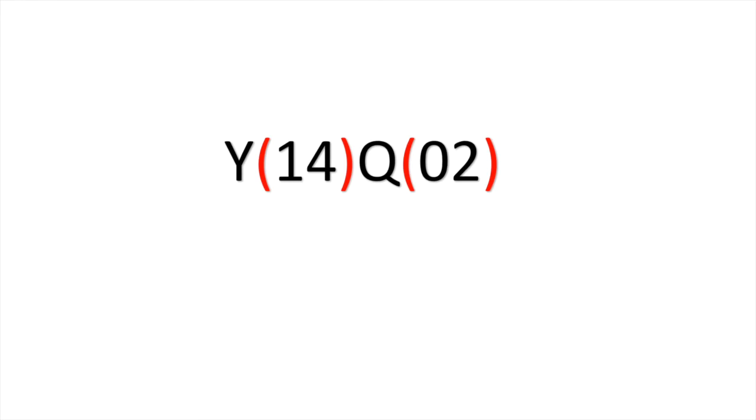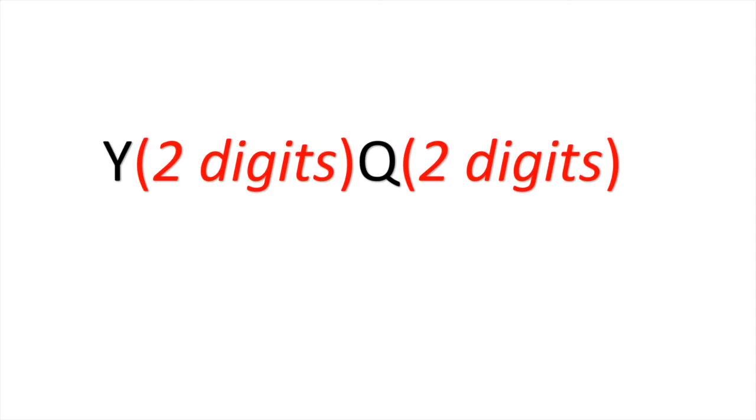Okay, this is what I have, but what I really have is I have Y and a token and Q and a token. Now, what I can do is I can use parentheses to capture the tokens that I want. Again, I want to do this consistently, so not just with those numbers. I want to capture the 2 digits of the year and the 2 digits of the quarter.